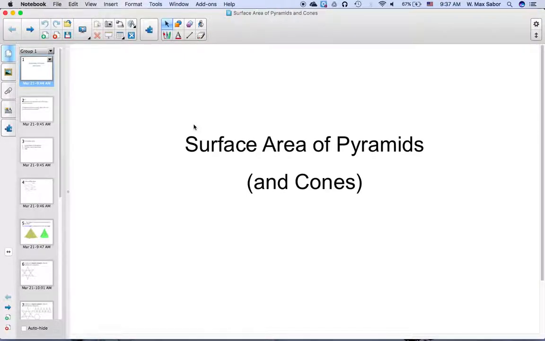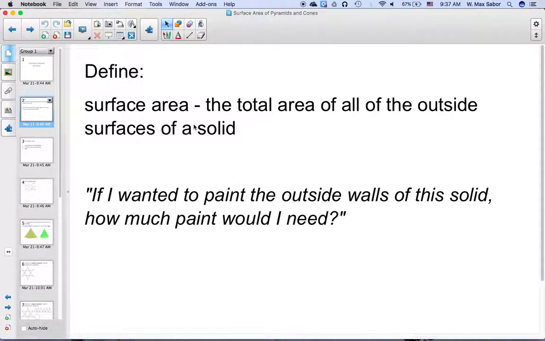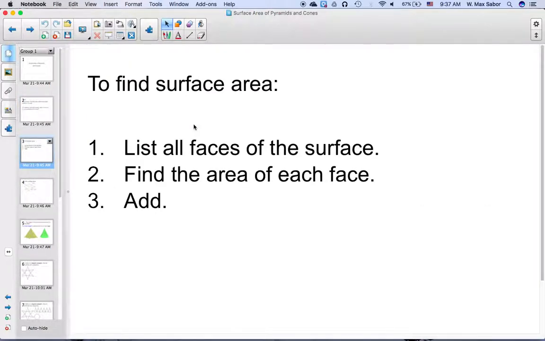Surface area of pyramids and cones. Surface area is the total area of all the outside surface of a solid. Imagine if I wanted to paint the outside walls of the solid, how much paint would I need? The general method of finding surface area, the basic idea, is to list all the faces of the surface, find the area of each face, and add.